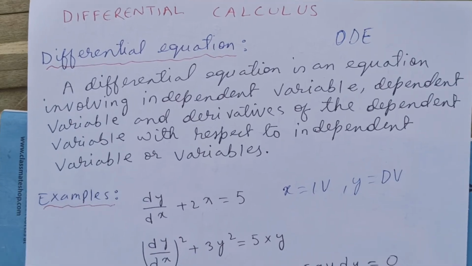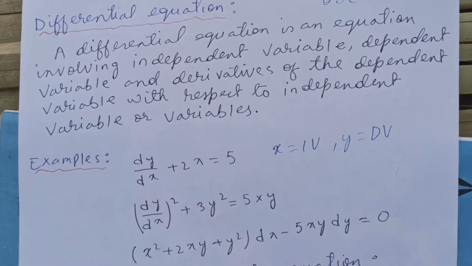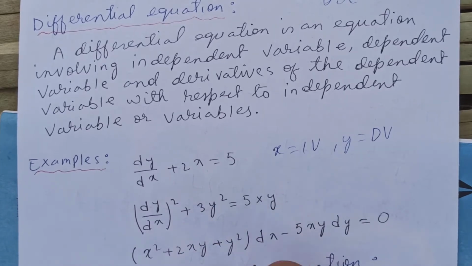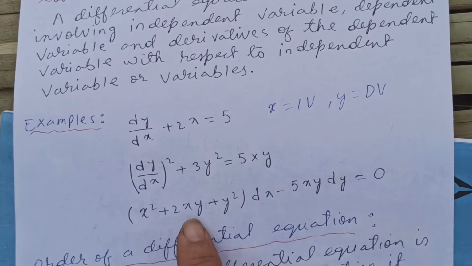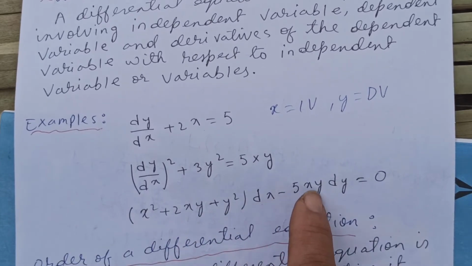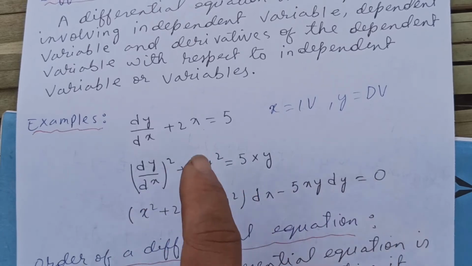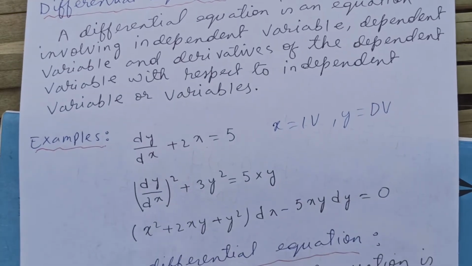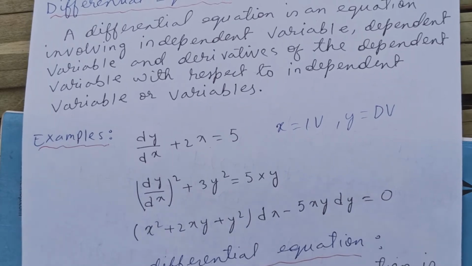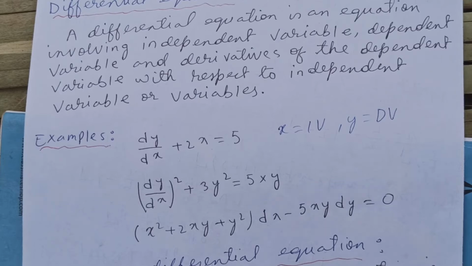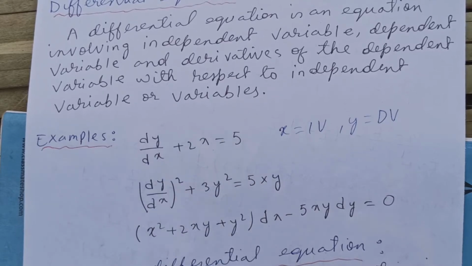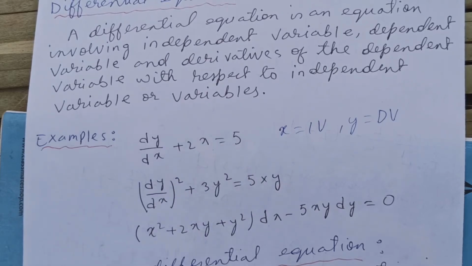Equations like this, or like (dy/dx)^2 + 3y^2 = 5xy, or something like (x^2 + 2xy + y^2)dx - 5xy dy = 0. These types of equations are what we call differential equations. Here mainly we are going to take variables x, y and z only. In my next video we are going to discuss how to form these differential equations and how to solve them. We are going to discuss it step by step.